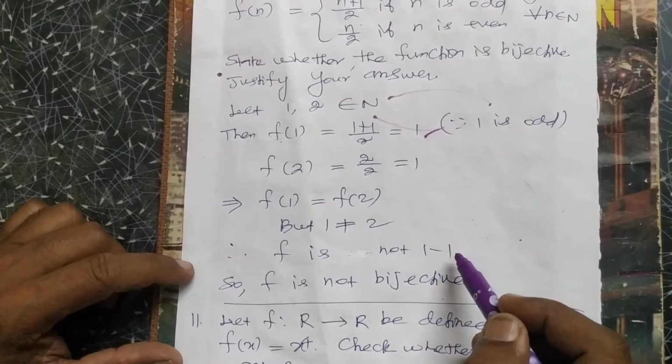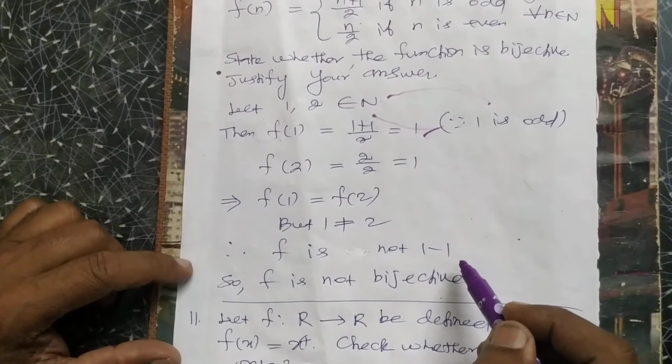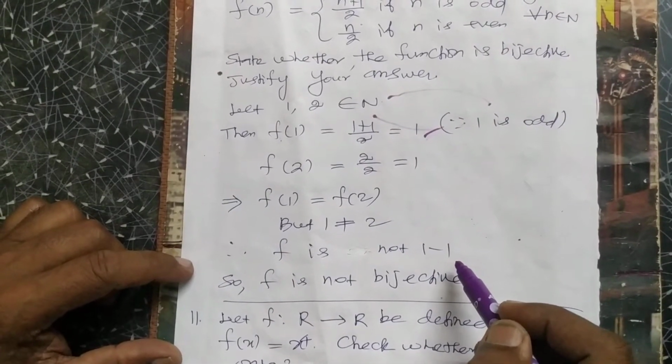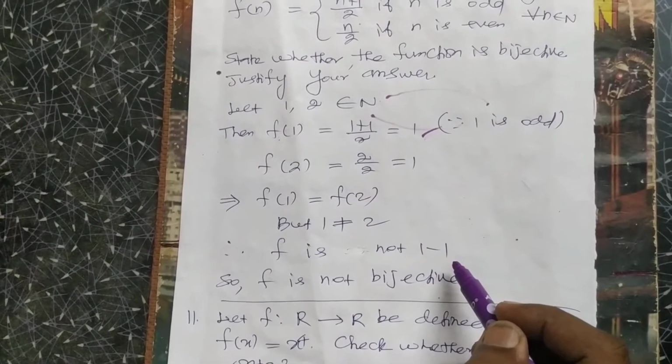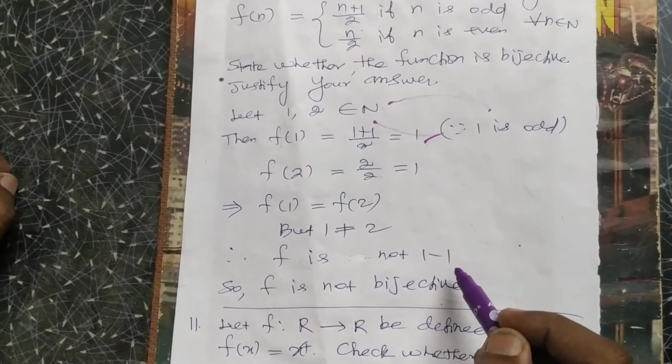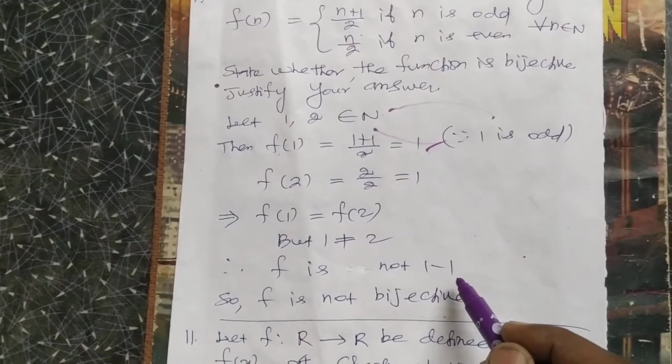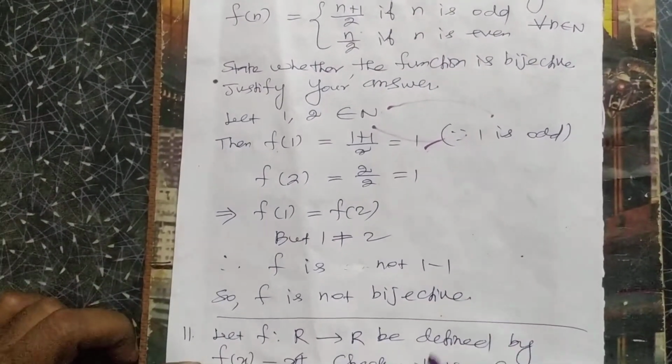When the function is not 1 to 1, F is not bijective. You need not worry about whether it is onto or not. A function which is both 1 to 1 as well as onto is bijective. When it is not 1 to 1, it is not bijective.